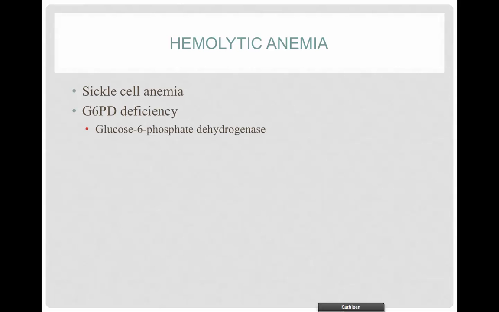Hemolytic anemia: sickle cell anemia is the most common, and then G6PD deficiency, which is an inherited erythrocyte enzyme deficiency that can result in acute hemolytic anemia, and this usually is precipitated by an infection or an ingestion of an oxidative drug. And oxidative drugs are sulfonamides, hydrogen peroxide, which I don't know who would ingest that, but these can precipitate a hemolytic anemia.